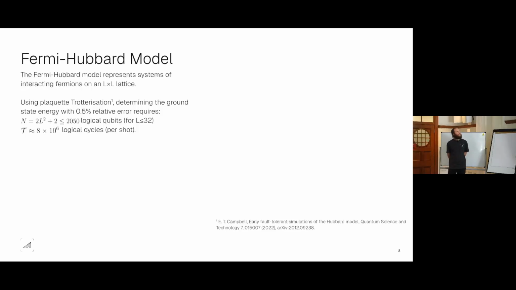I won't go into the physics of this, but basically a Fermi-Hubbard model is a model to represent interacting systems of fermions. It's hoped that systems like high-temperature superconductors you might be able to learn about by probing this. So it's not quite a toy problem, a good practical but simpler problem to look at. Following this work by Campbell, where you can use plaquette Trotterization to do this ground state energy calculation, you can make it so that you need essentially 2 logical qubits per site, so 2L squared logical qubits plus 2 ancillary qubits. And then the number of logical cycles is about 8 times 10 to the 6.